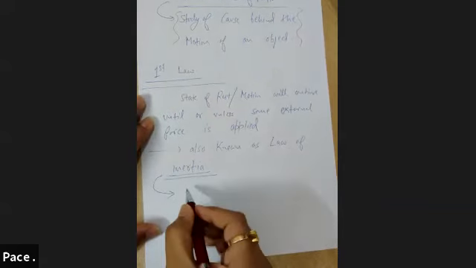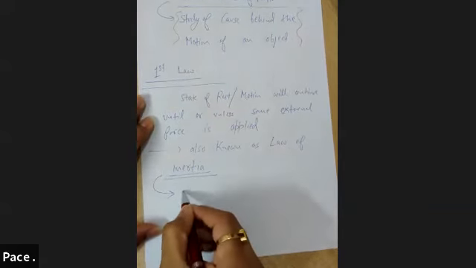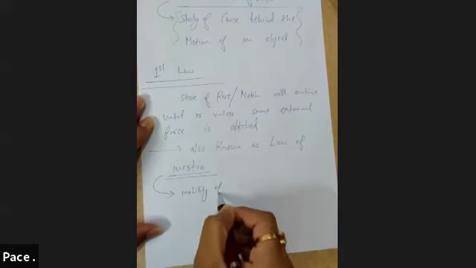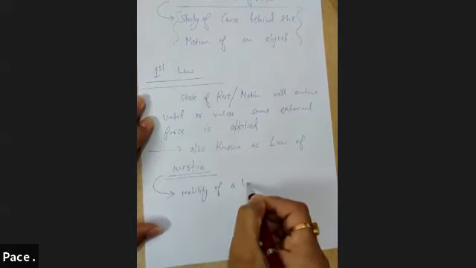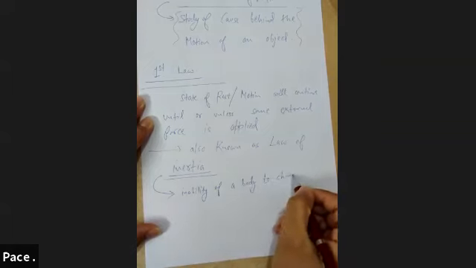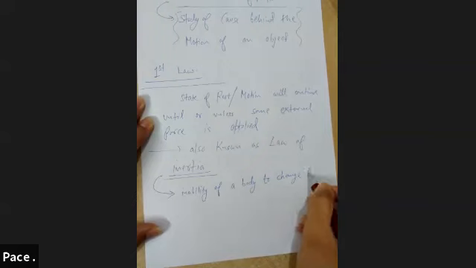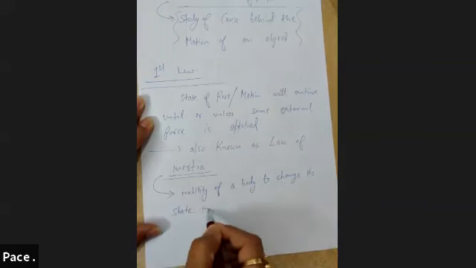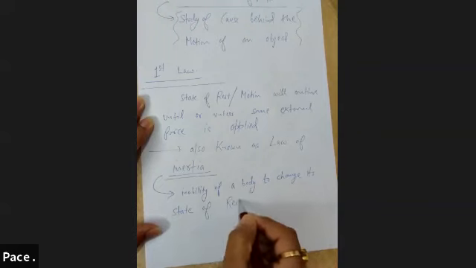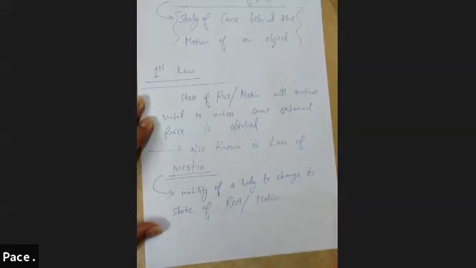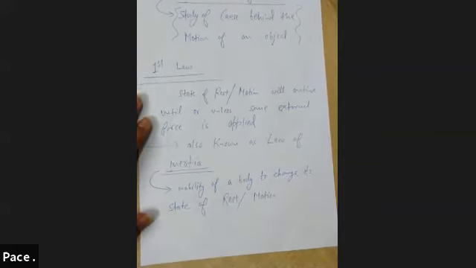Inertia is basically the inability of a body to change its state of rest or motion. Inertia, it is the inability of a body to change its state of rest or motion.